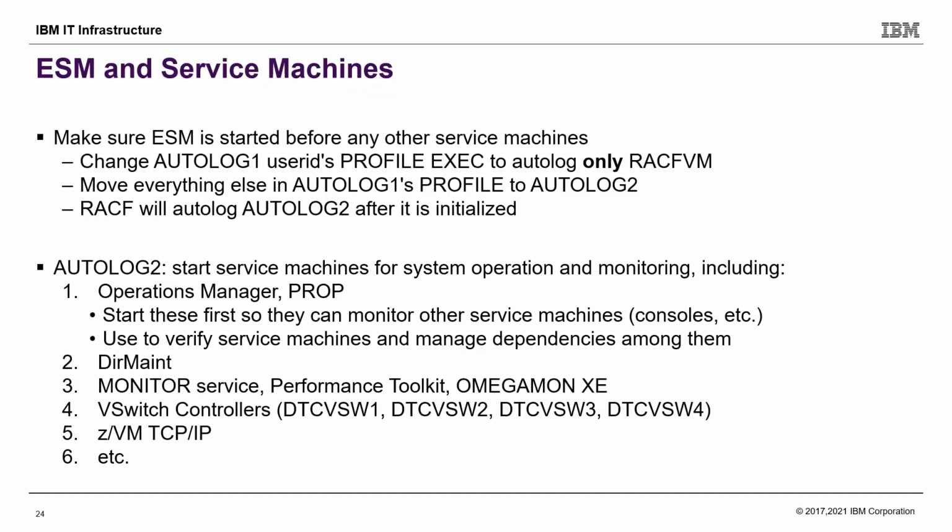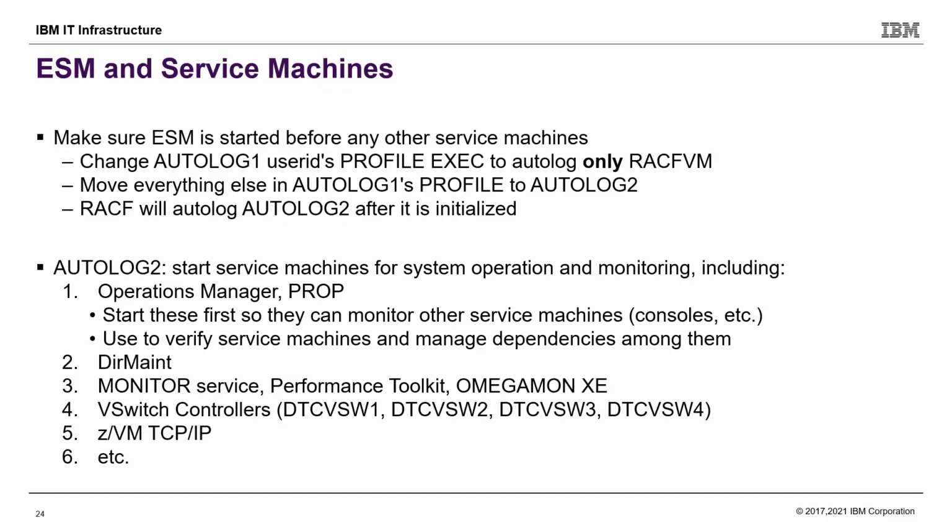So in Autolog2, you want to start your service machines for operation and monitoring. So if you're using Operations Manager or you're doing anything with prop, those are the first things you want to bring up because they can monitor and help you with the sequence of bringing up your other service machines. So they can start monitoring immediately and maybe help you with the bring up of your additional service machines and start collecting console data, verify the order of things and manage the dependencies. So again, the automation for management, the tools for that can help you actually get things done in the right order. You want to bring up your directory manager.